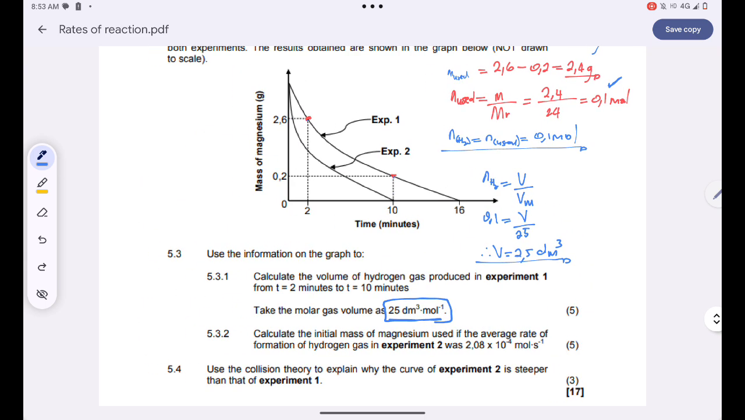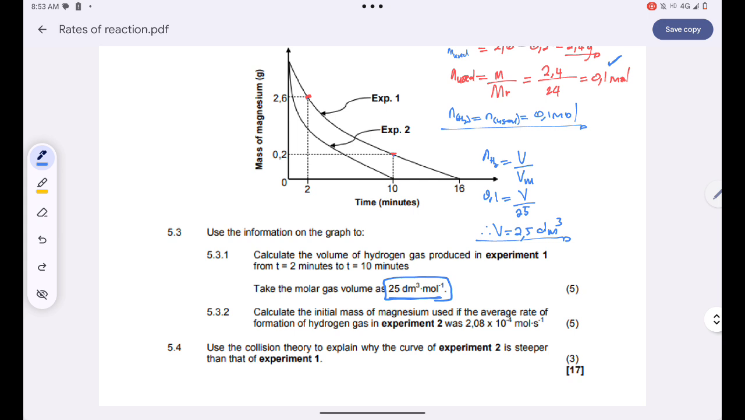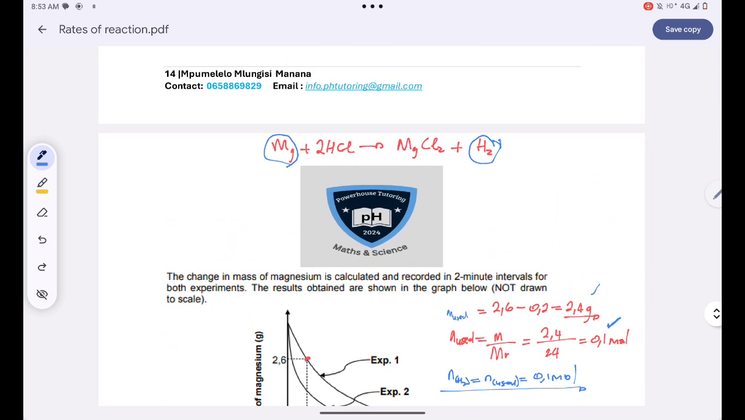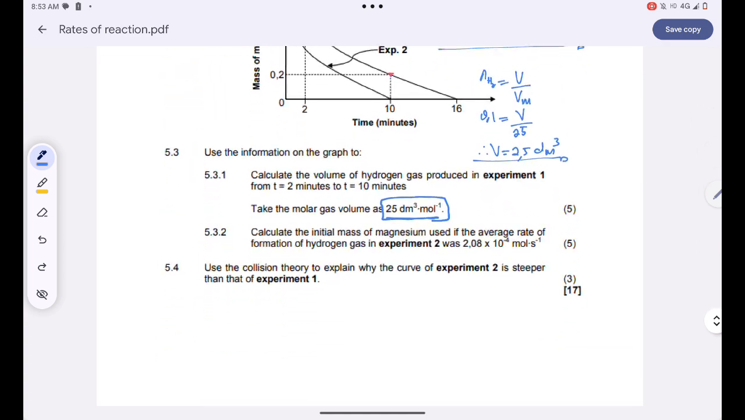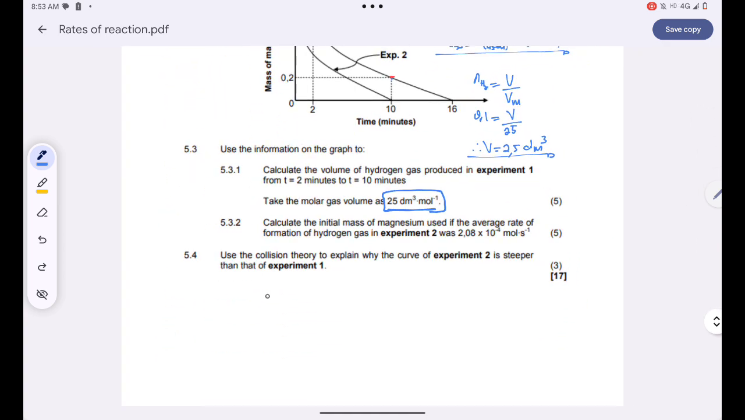I know that for me to form hydrogen, I must use up all my magnesium, because magnesium is my limiting reagent. All together. So the rate of formation of hydrogen will be the rate of decomposition of magnesium. Why? Because this is 1:1. Are we together? Okay. I simply know that the rate of reaction for my hydrogen will simply give me 2.08 times 10 to the negative 4.